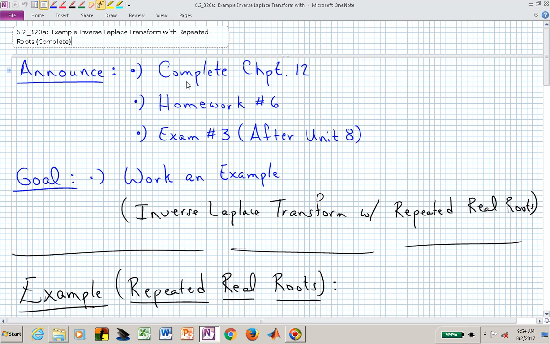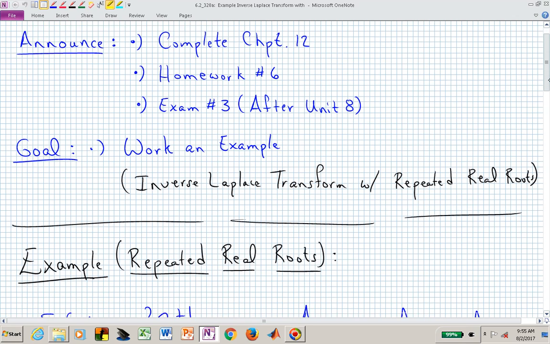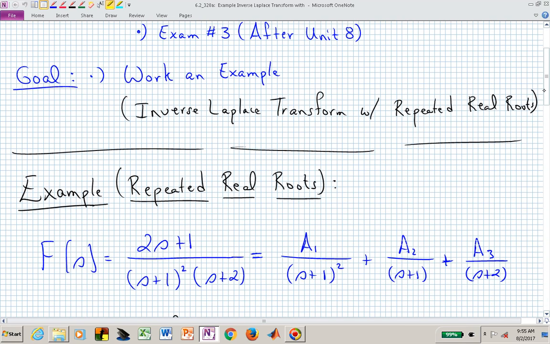In this video, what I want to do is show one technique for finding the actual or exact expression for a transform that does have repeated real poles. And in another video, we will look at alternative ways of finding these partial fraction expansion coefficients. Here's our example that we want to work on.